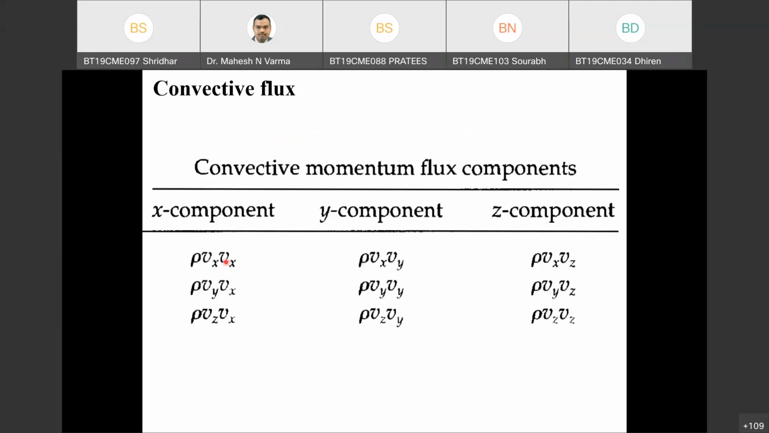So this represents how x momentum is flowing in the x direction by convection. What is the meaning of this? How x momentum is flowing in the x direction because of convection, how y momentum is flowing in the x direction because of convection, how z momentum is flowing in the x direction because of convection, how x momentum is flowing in the y direction because of convection. Likewise there are 9 components of rho vv. In compact form this will be rho vi vj, where i varies from x, y, z and j varies from x, y, z.